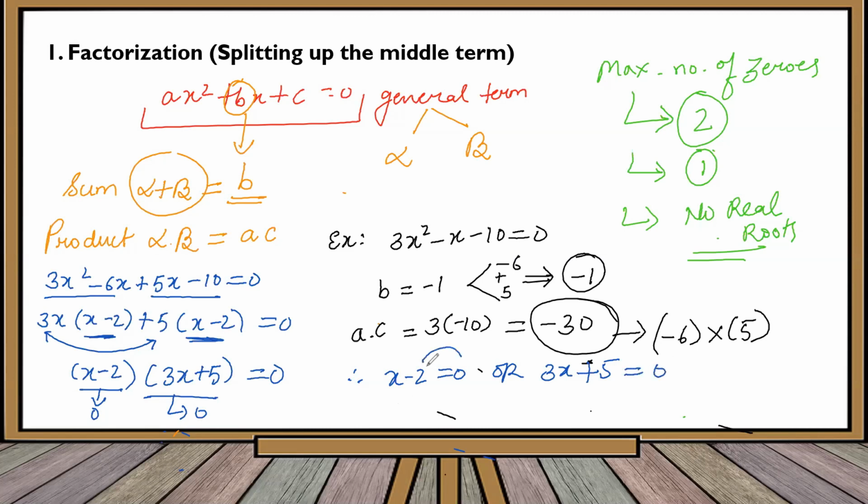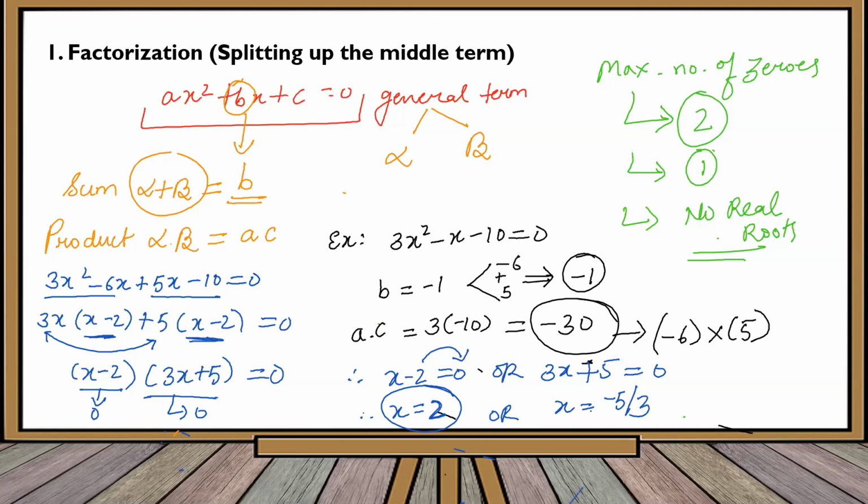Just transposing this x minus 2 over here, we can get two values of x. So x is equal to 2 or x is equal to minus 5 upon 3. We are just transposing these terms to the RHS.